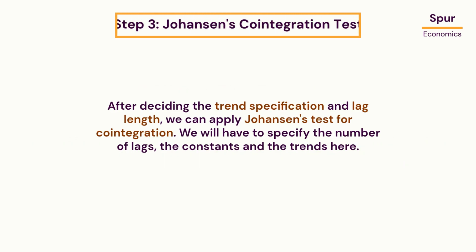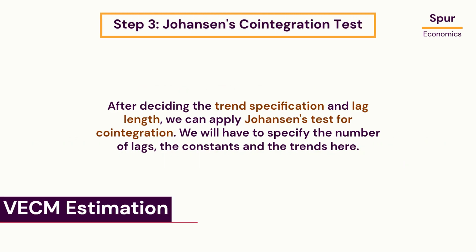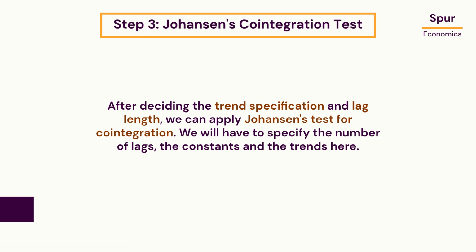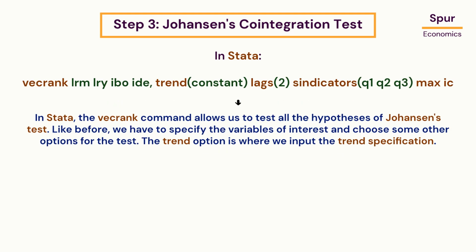After deciding the trend specification and lag length, we can apply Johansen's test for cointegration. We will have to specify the number of lags, the constants and the trends here. In Stata, the vec command allows us to test all the hypotheses of Johansen's test. Like before, we have to specify the variables of interest and choose some other options for the test.